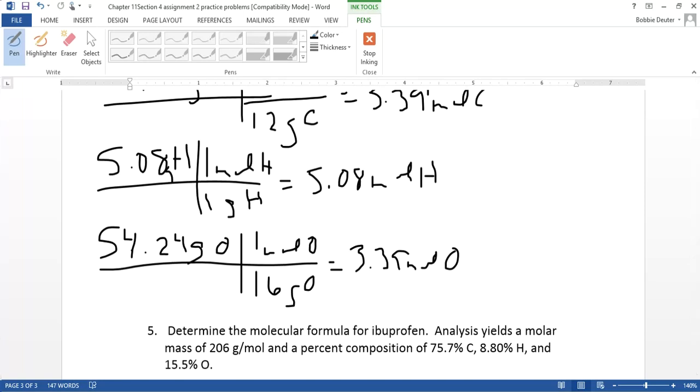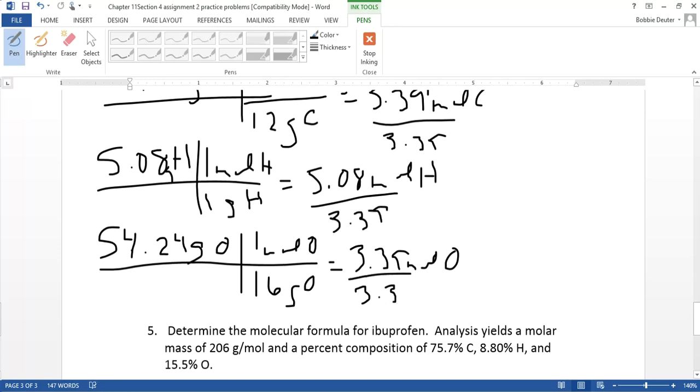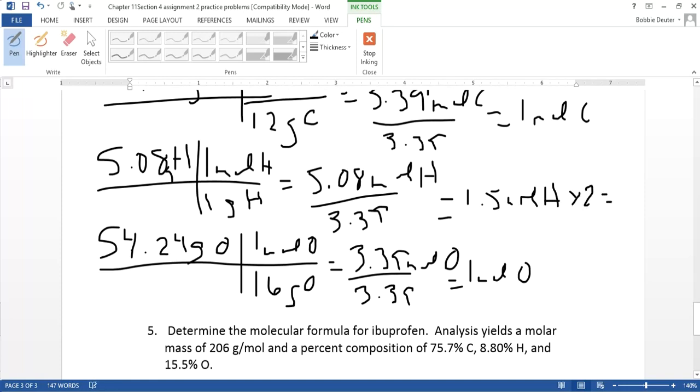Now, we have 2 that are 3.39, so let's divide all of it. Since 3.39 is the smallest number, the smallest moles is what we divide all of these by. And beautifully enough, we get 1 mole for 2 of them, for oxygen and for carbon. It doesn't always work out that beautifully, but it does. However, we get 1.5 moles of hydrogen.